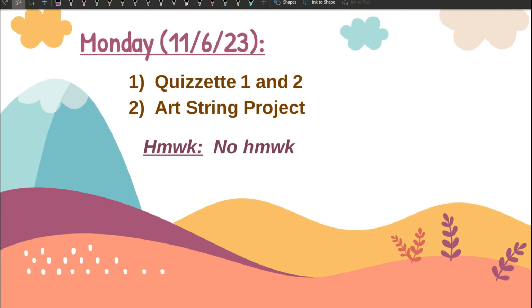For the string projects, you're going to work with needles. It's not a sharp needle, but it will hurt if you poke each other. Please be careful. Do not do anything crazy that gets you in trouble. Again, the needle is not sharp, but it still hurts if you poke someone with it.